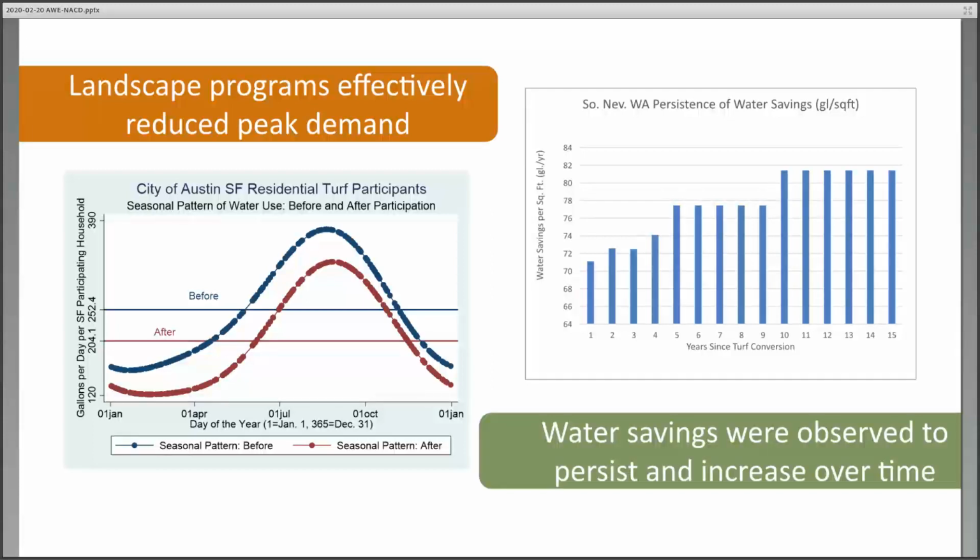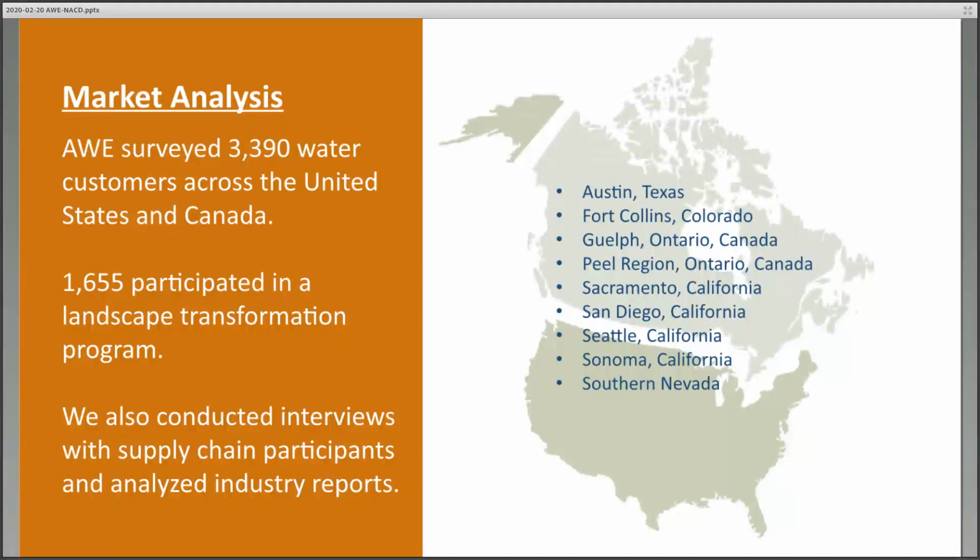But as those plants, shrubs, bushes, trees get established, they won't require as much supplemental irrigation in the future. So that is part of what explains that increase in savings over time. And so that was the impact analysis looking at savings, and the findings were very encouraging. We saw significant and meaningful savings. We saw the peak season demand reduced, and we saw persistence of those savings.